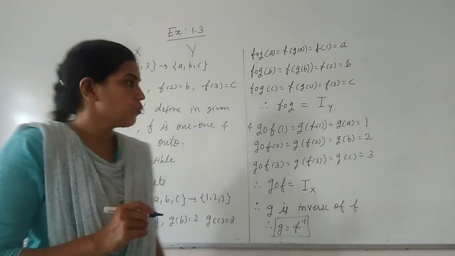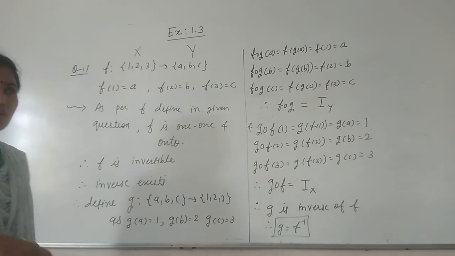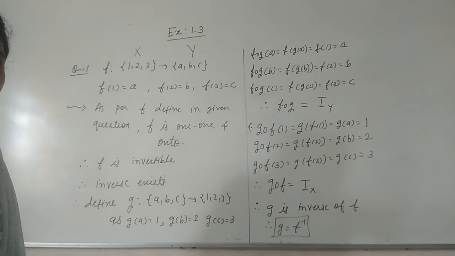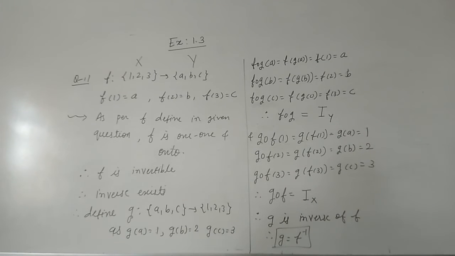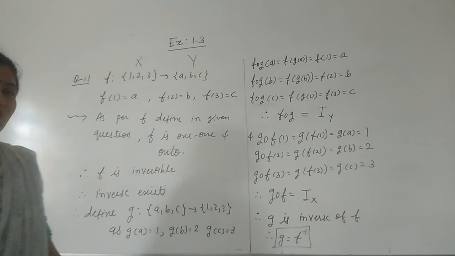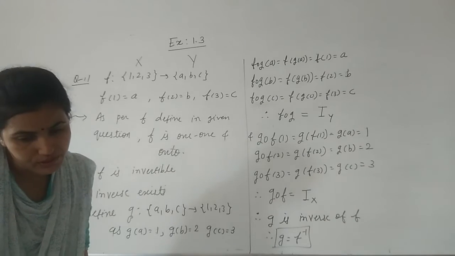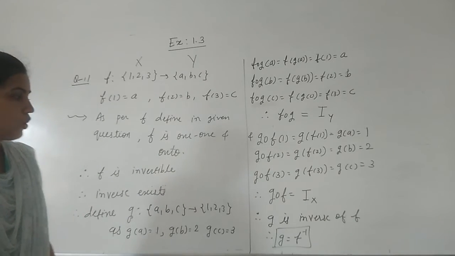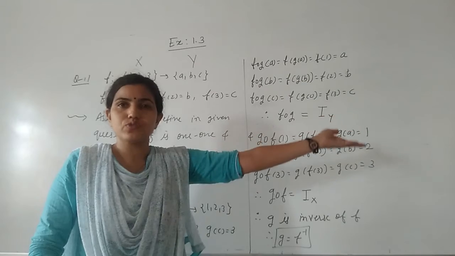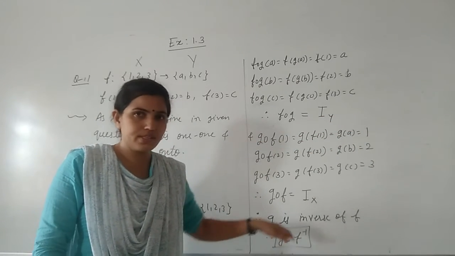Now further, what we have to do? We have to show that the inverse of this is f. We have defined g and shown that g is f inverse. So now the further question is show that f inverse of f inverse is equal to f. तो मतलब कि इनवर्स का हमें इनवर्स फाइंड करना है. So what is the inverse of f? That is g. G is the inverse of f.